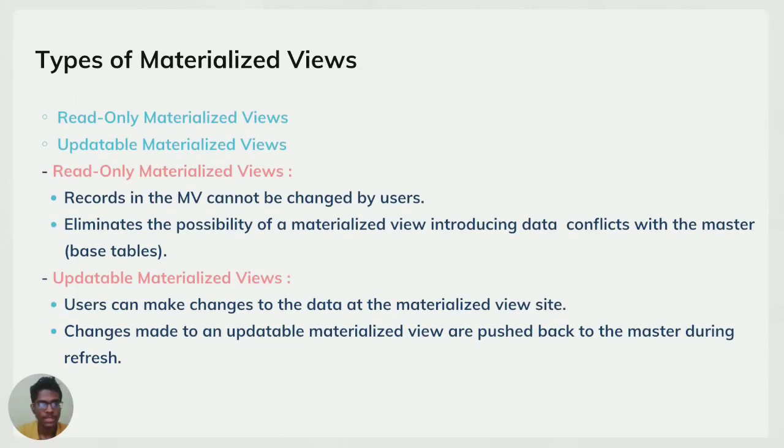There are types of materialized views. There are two types: read-only materialized view and updatable materialized view. In a read-only materialized view, records cannot be changed by the users. This eliminates the possibility of the materialized view introducing data conflicts with the master tables. In an updatable materialized view, users can change the data at the materialized view site. Changes made to an updatable materialized view are pushed back to the master. Master means the base table.